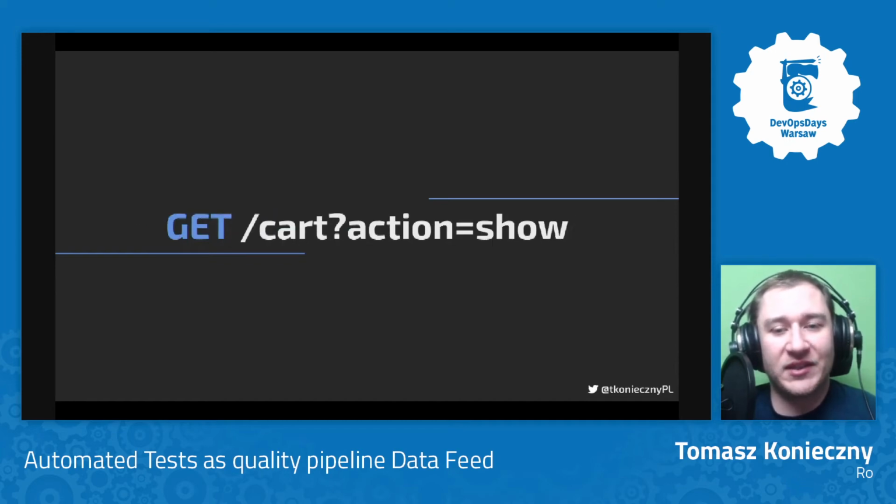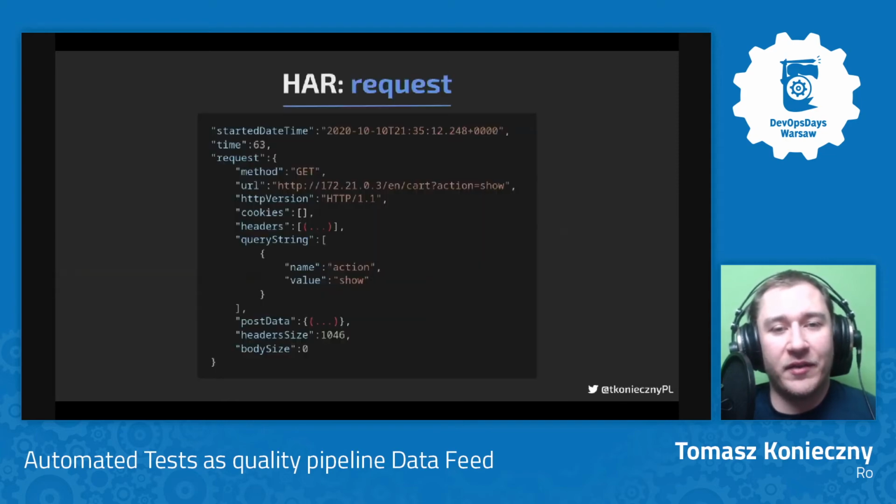Let's see the example request. In this case, GET on the cart action show endpoint. And we will have the specific request start date time, so when it was executed, and time, so how long it took to finalize it. It will be really useful for performance purposes to measure execution times. And then we have the complete request related data, so method GET, URL, so cart action show. We'll be using this request URL to filter and find specific requests, and then we'll be connecting them with different execution times, and we'll be extracting some data from it.